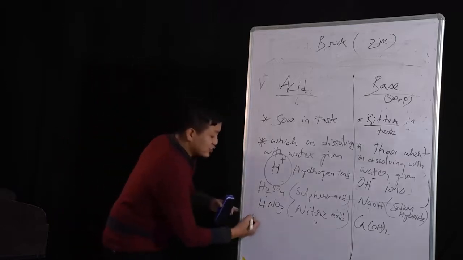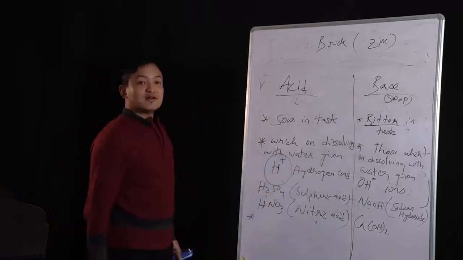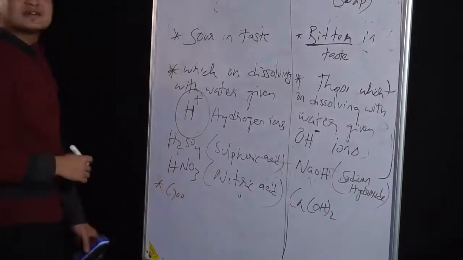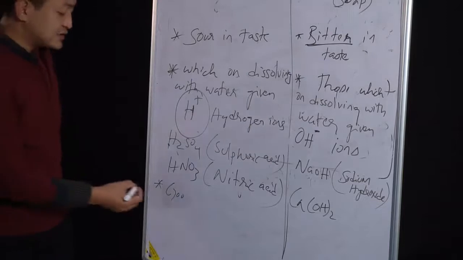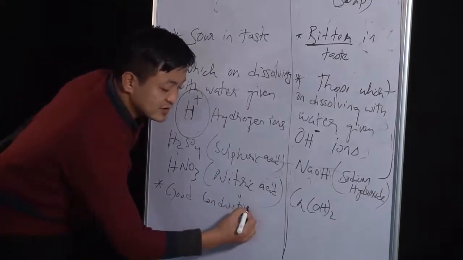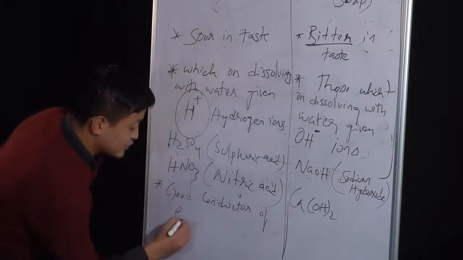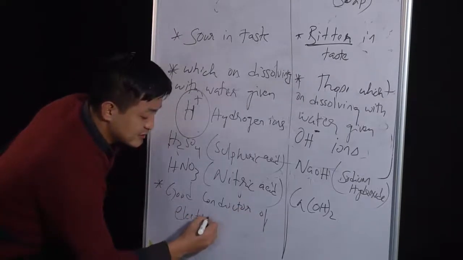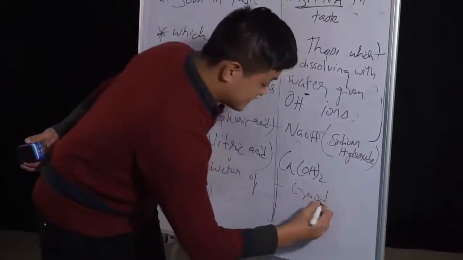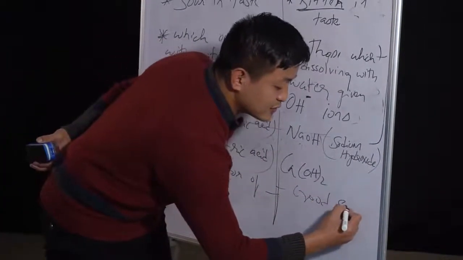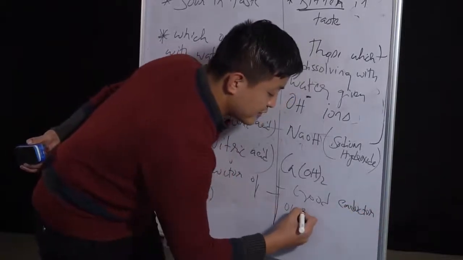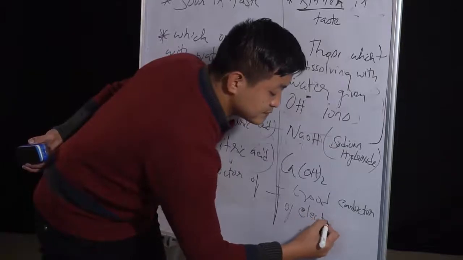So the next point you can write, they are good conductors of electricity. Since they have charge, since they have ions, they are good conductors of electricity. Even the base, they are good conductors of electricity. It's the same here, okay?